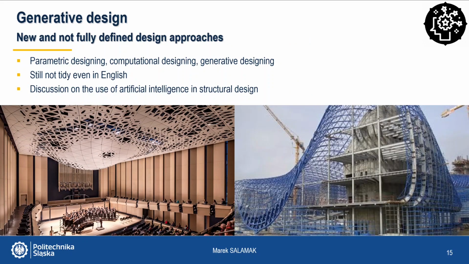These include phrases describing these new approaches to design, such as parametric designing, computational designing, and generative designing. Unfortunately, it has not been sorted out even in English, and Polish architects often use these phrases interchangeably. There have also been no attempts to define these concepts concerning the modeling of building objects. Therefore, please forgive me for trying to deal with the problem of putting them in order. Consider this as an introduction to the discussion of the use of artificial intelligence elements in structural design.